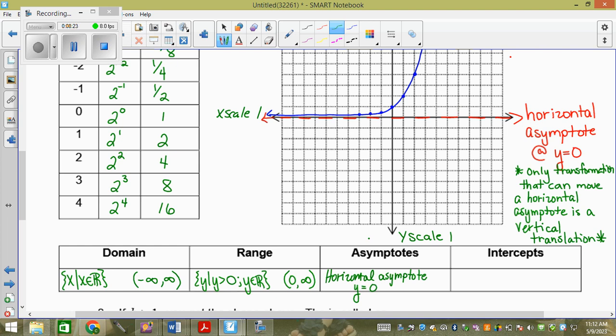What about the intercepts? Do we have any x-intercepts in this case? No. So if it hasn't been vertically translated at all, exponential graphs will have no x-intercepts. If it gets vertically translated, you could end up with some, right? So this one has no x-intercepts. But it does have a y-intercept at (0, 1).